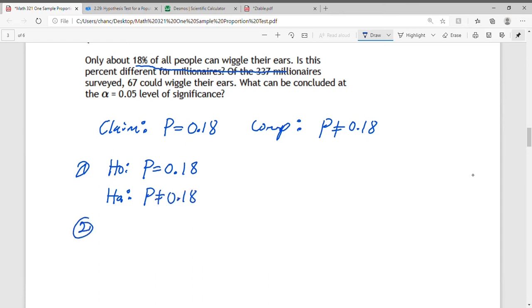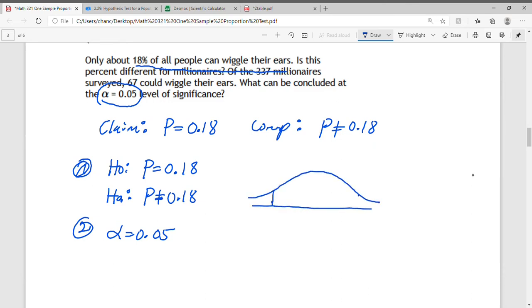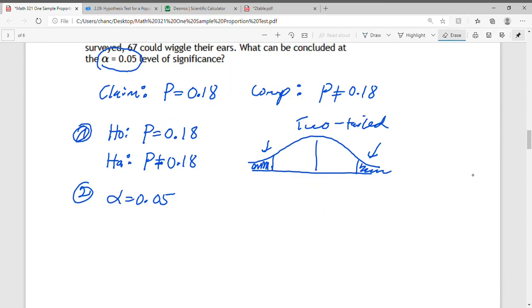Step 2, our most favorite step, is to just state alpha. Alpha equals 0.05. In step 1, notice that our alternative hypothesis uses the not equal symbol. Again, since it's not equals, we know this is a two-tailed test. It's two-tailed because we will reject it if it's too low or if it's too high.